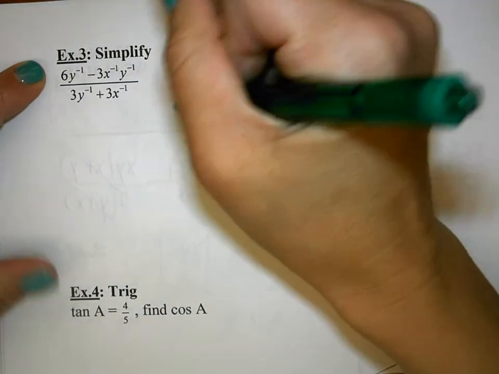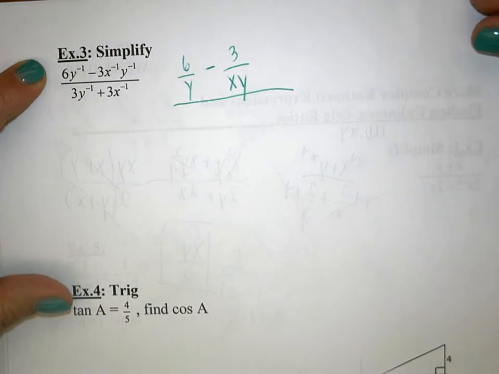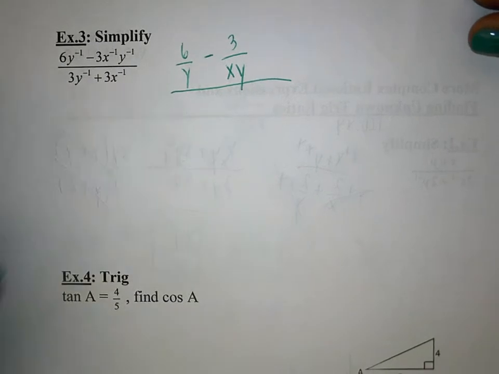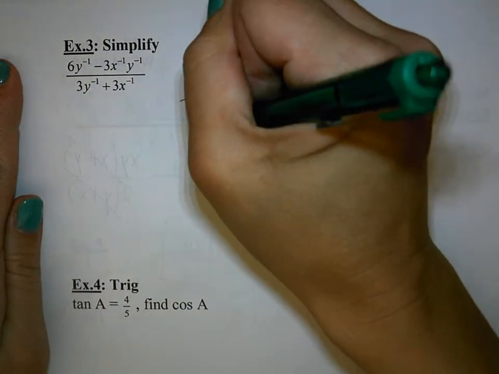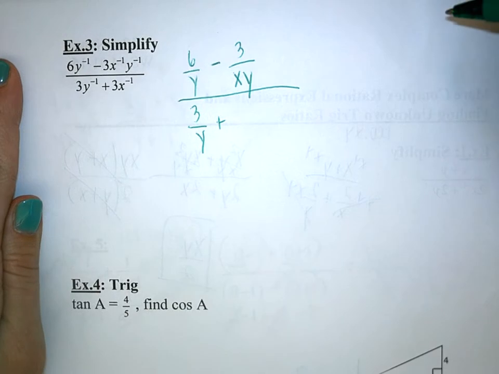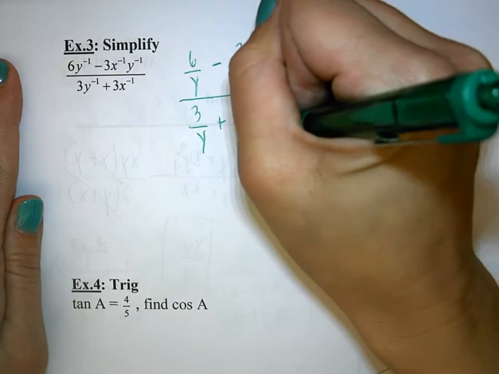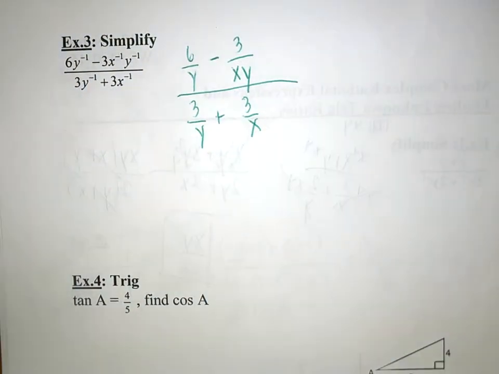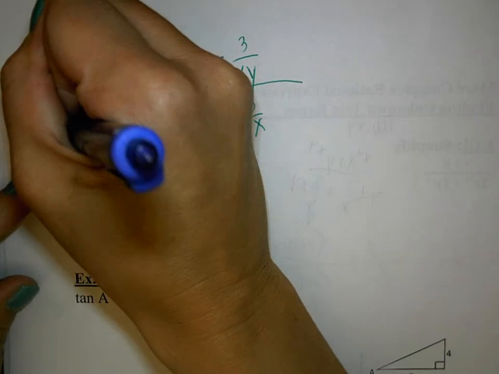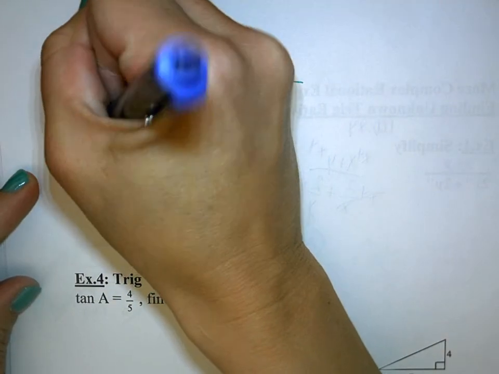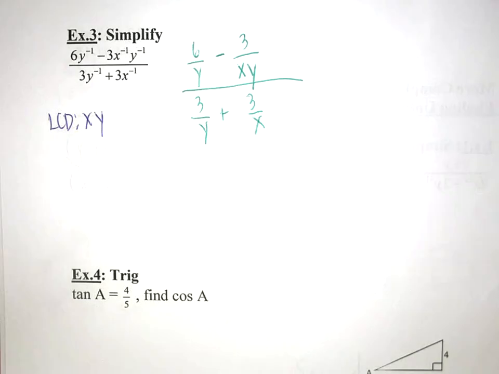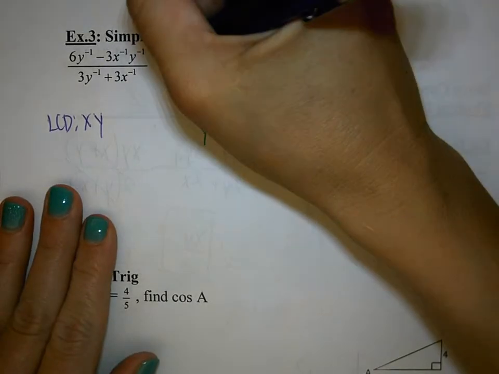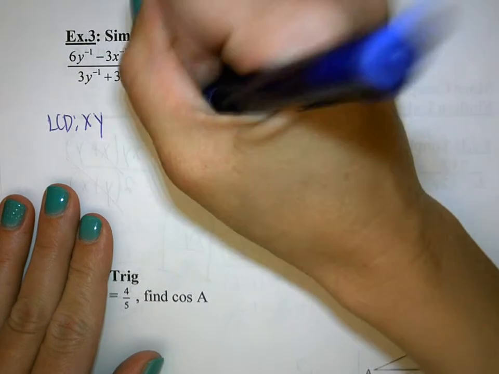Good. Okay, now we're going to the denominator. What's going to happen there? 3 over y plus 3 over x. Good. Okay, what is my LCD on this problem going to be? xy. xy is correct. So what do I do with that xy? Multiply it by all terms. Good. Multiply it or write it next to every single term.